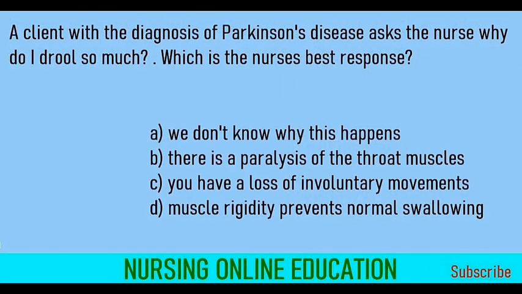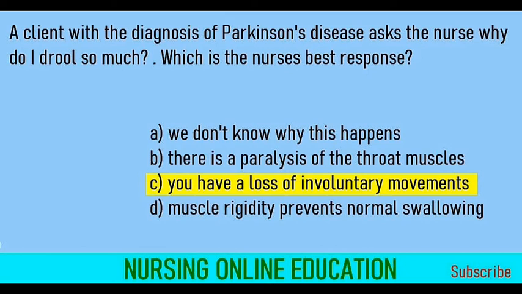A client with the diagnosis of Parkinson's disease asks the nurse, "Why do I drool so much?" Which is the nurse's best response? Options: we don't know why this happens; there is a paralysis of the throat muscles; you have a loss of involuntary movements; muscle rigidity prevents normal swallowing. So here the answer is you have a loss of involuntary movements.